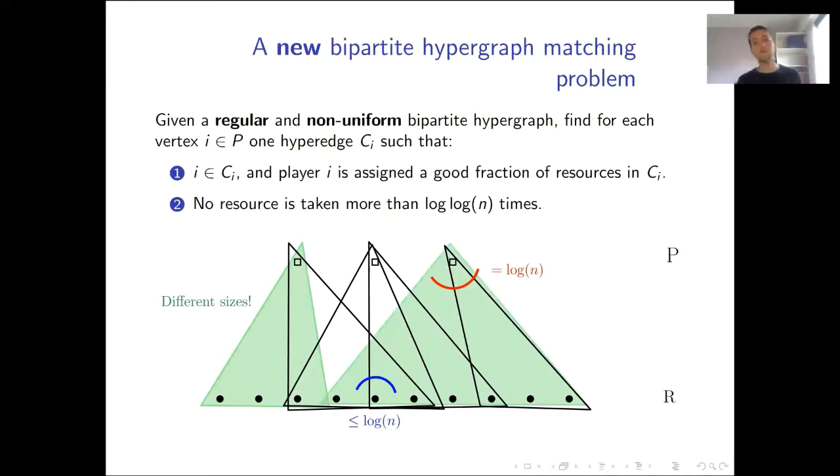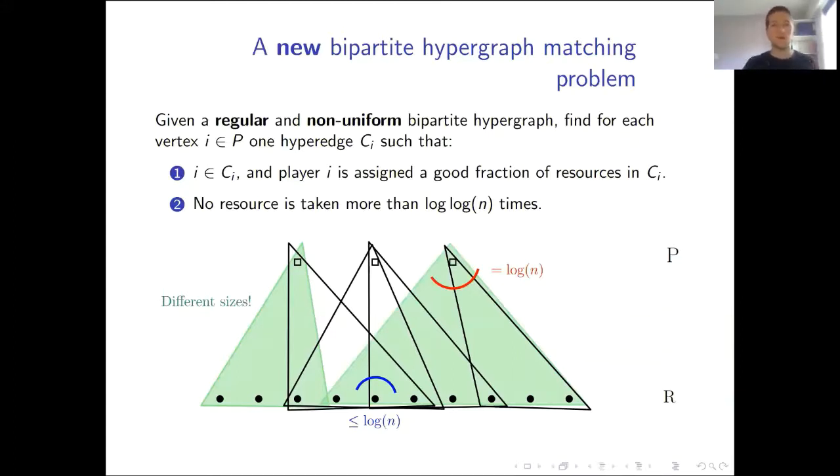But the hypergraph problem is different. The hypergraph is still regular, so the degree of each player is still log n, and the degree of each resource is still at most log n. But now, crucially, it's not uniform. That is, the hyperedges don't necessarily have the same size. You see on the left, the one is much smaller than the green hyperedge on the right. And we still want, for each vertex i, to find one hyperedge C_i such that each player is assigned a good fraction of resources in C_i, and no resource is taken more than log n times. This is our hypergraph matching problem.